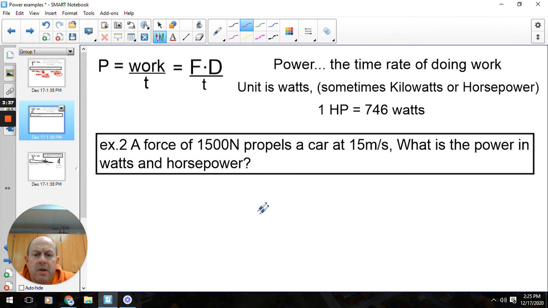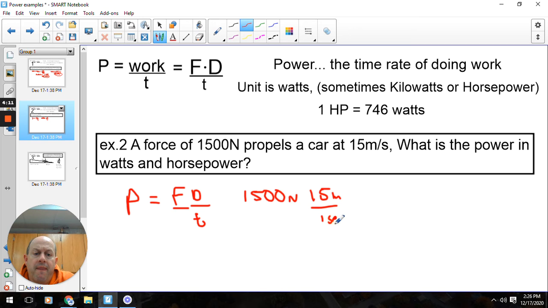Let's try another example. In this one, we got a force of 1,500 newtons propelling a car at 15 meters per second. So let's take a look at our power equation. Power equals force times distance, and that's over time. Well, distance over time is kind of like velocity. So we can take our 1,500 newtons times our 15 meters per 1 second, and that would give us our power. That's going to come out in watts.